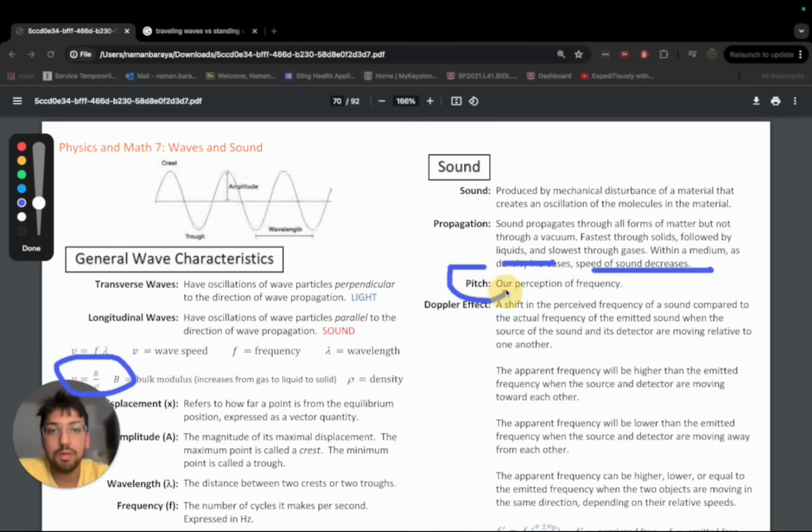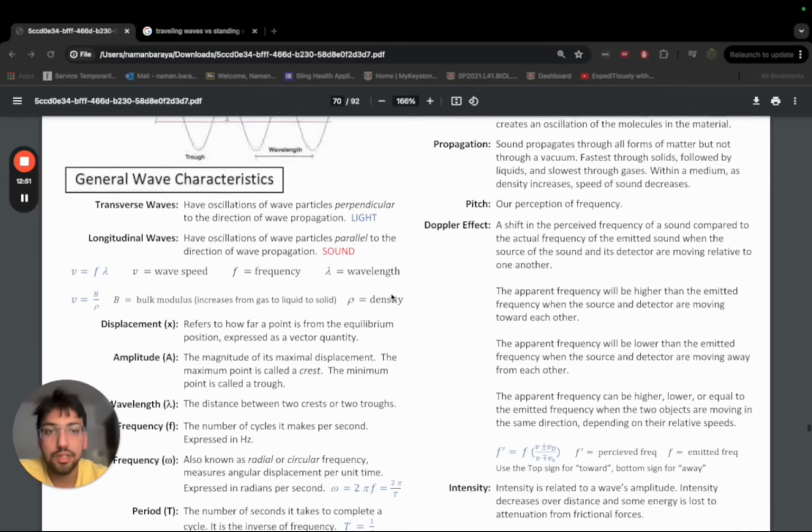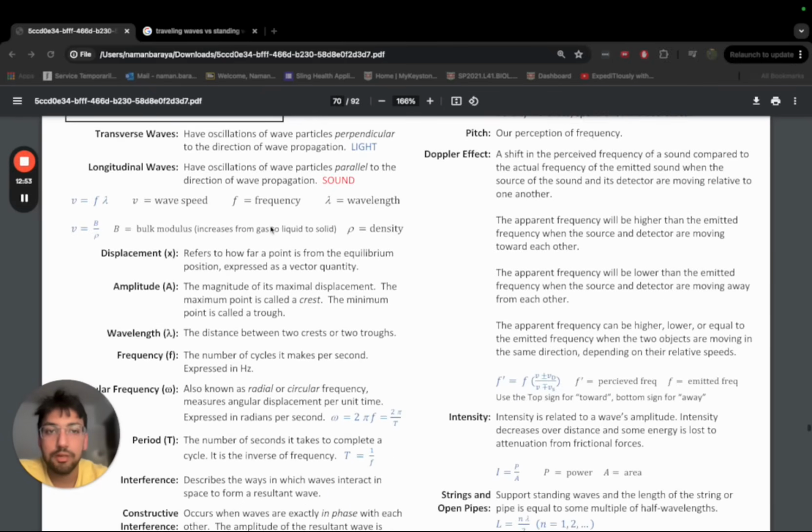The next thing is pitch. And pitch is our perception of frequency. So if I have a really high pitch, like I'm an opera singer, then that's kind of how you interpret frequency of the sounds that I'm making. Okay, the next thing is Doppler effect. Doppler effect is actually kind of high yield. You'll probably get at least one question about Doppler effect on your exam.